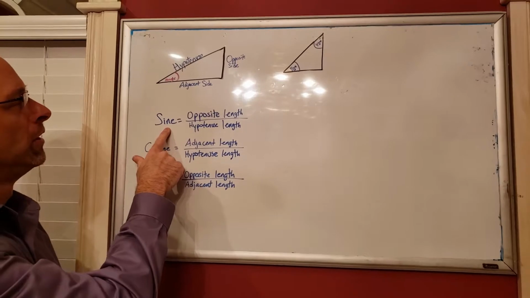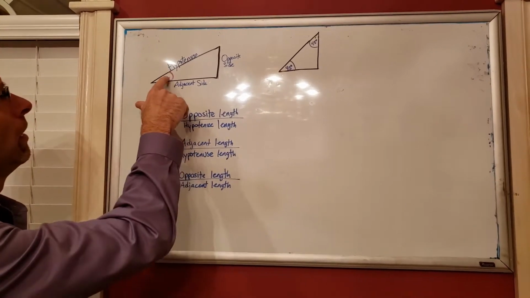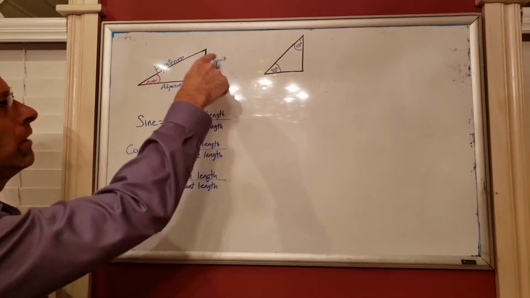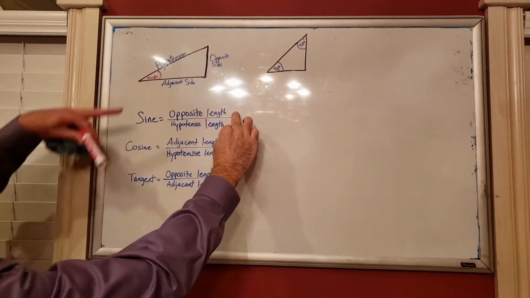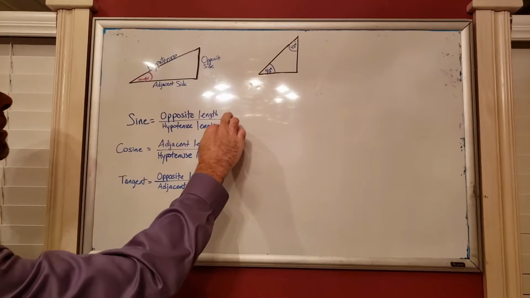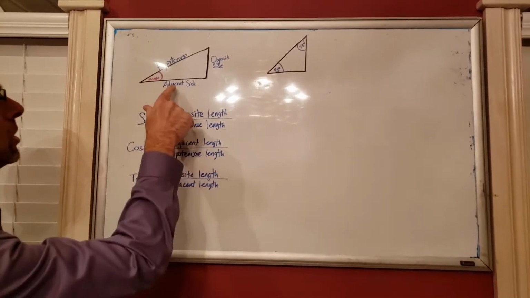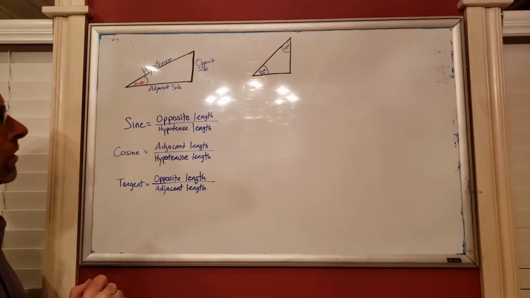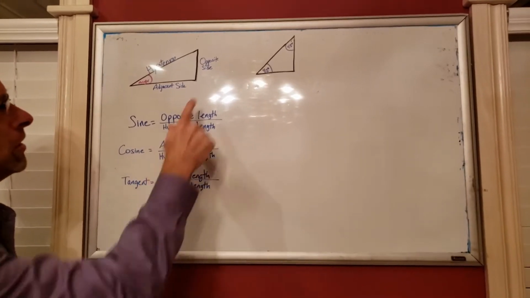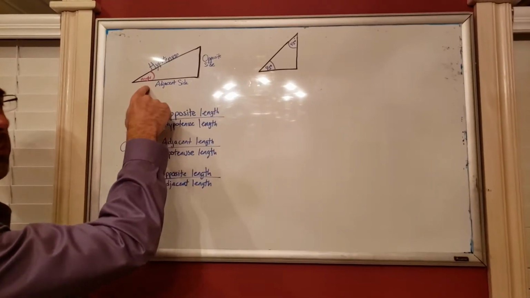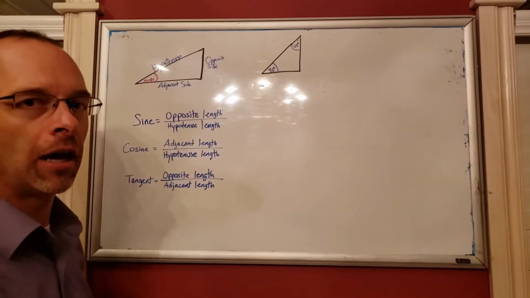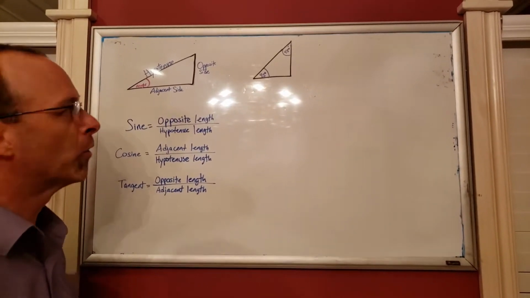For example, if this is the angle, the sine of that angle is the length of the opposite side of the triangle divided by the length of the longest side, the hypotenuse. The cosine is the adjacent side divided by the hypotenuse, or the longest side. And then the tangent is simply however long this side is divided by however long this side is. Simple.